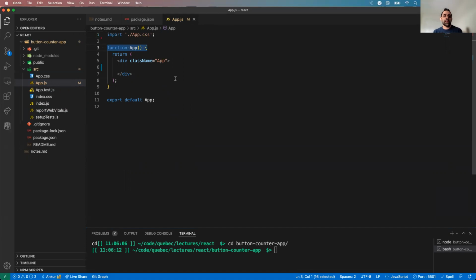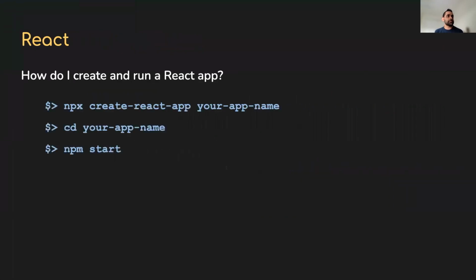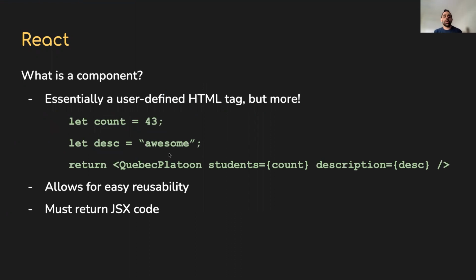We'll talk about components in a second, but components are basically the basic building blocks for React applications. They're very similar to elements in HTML. So how do we create a React app? We went through that. What is a component? A component is essentially, I describe it as a user-defined HTML tag, but really it's much more than that. If I wanted to instantiate a component, I basically use angle brackets, just like in HTML, with the name of my component. Let's say I created a component called Quebec Platoon. I would render that with angle brackets and the name of my component.